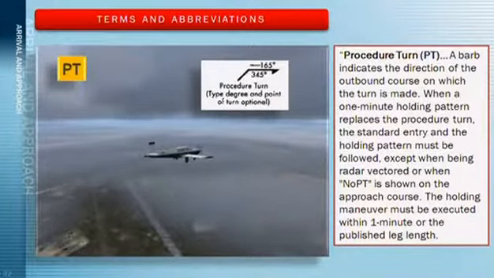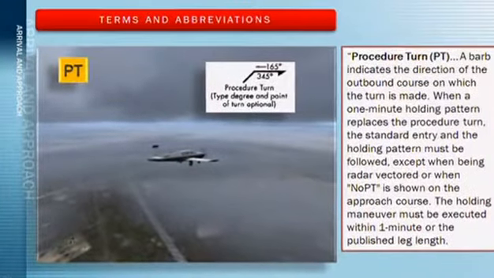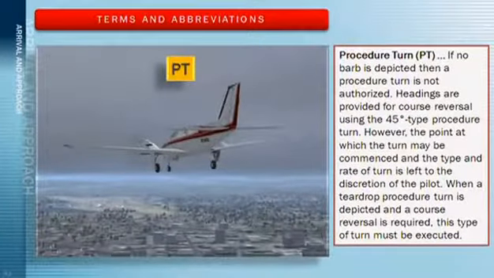When a 1-minute holding pattern replaces the procedure turn, the standard entry and the holding pattern must be followed, except when radar vectoring or no PT is shown on the approach course. The holding maneuver must be executed within the 1 minute or within the published leg length. If no barb is depicted, then a procedure turn is not authorized.